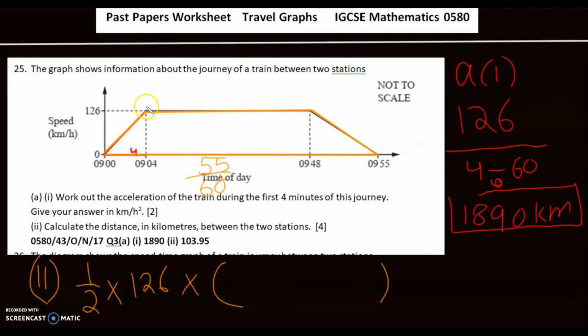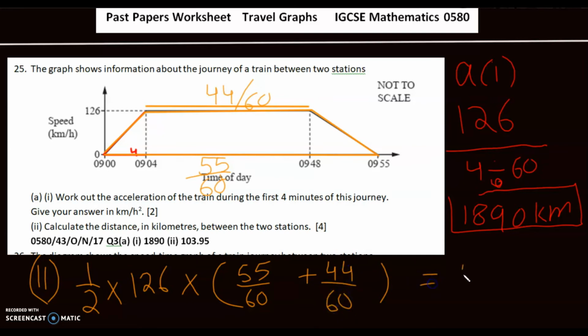And this is 44 minutes, 0904 till 0948. So that is 44 minutes. So I will do 44 divided by 60. So I'll be adding these values, 55 upon 60 plus 44 upon 60. And this product should give me 103.95 kilometers.